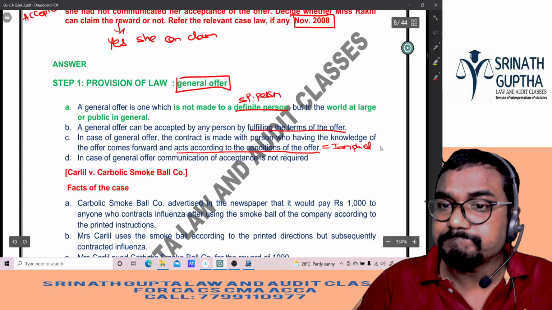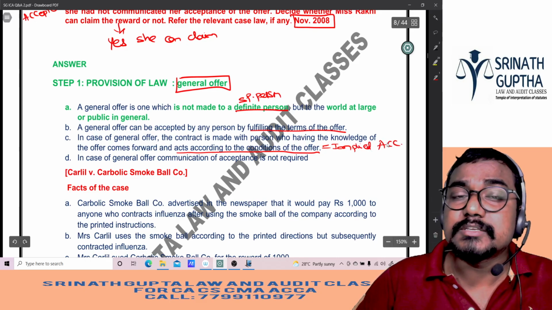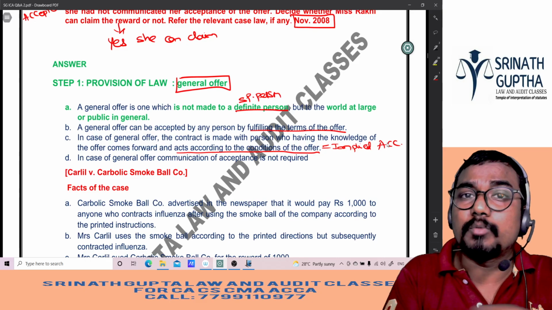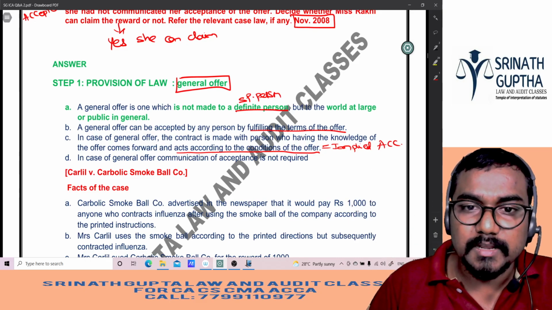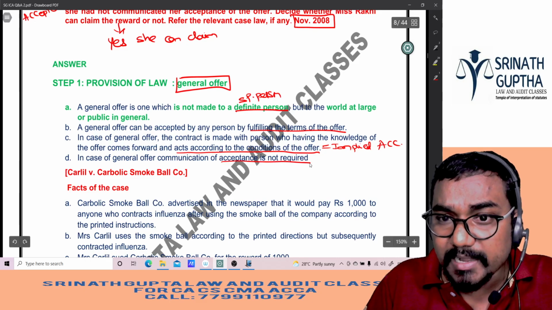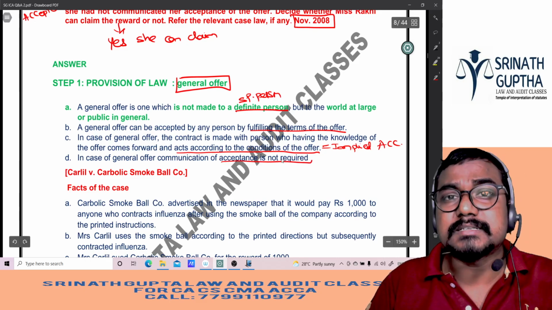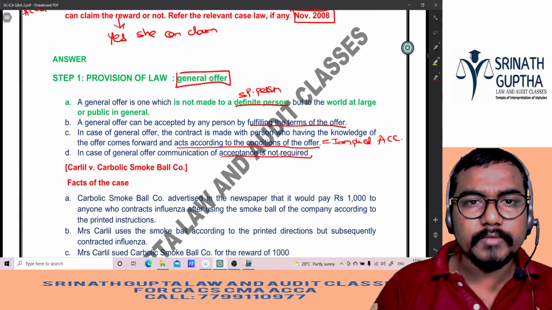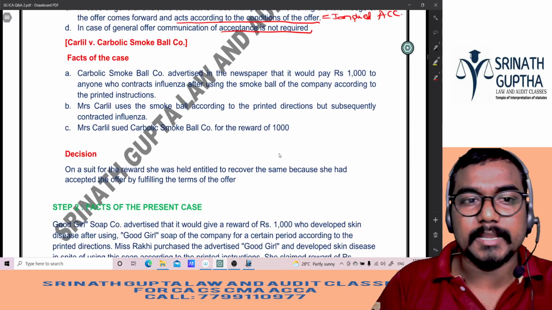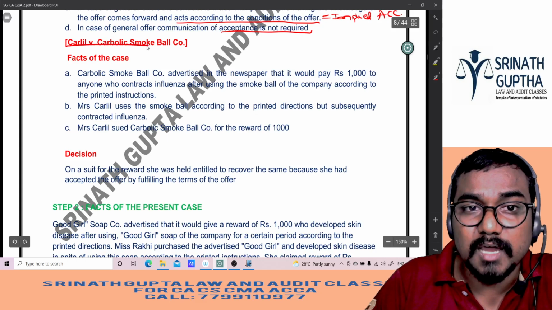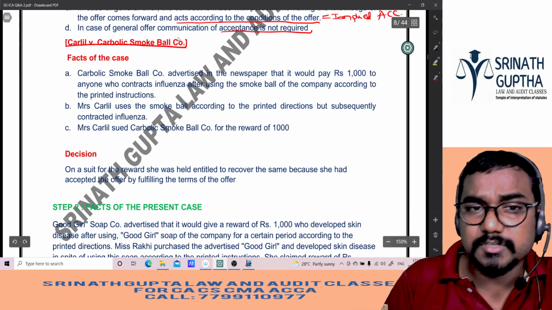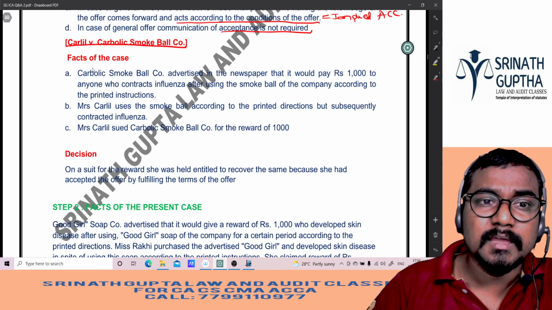Which acceptance, beta? That is using the medicine, using the soap as per the directions, for example 5 days. In case of general offer, communication of acceptance is not required because using the soap itself is the deemed acceptance. We need not inform the particular company. In the same step number 1, case law, beta: Carlill versus Carbolic Smoke Ball Company. If you observe the case law also, the same thing will be there.